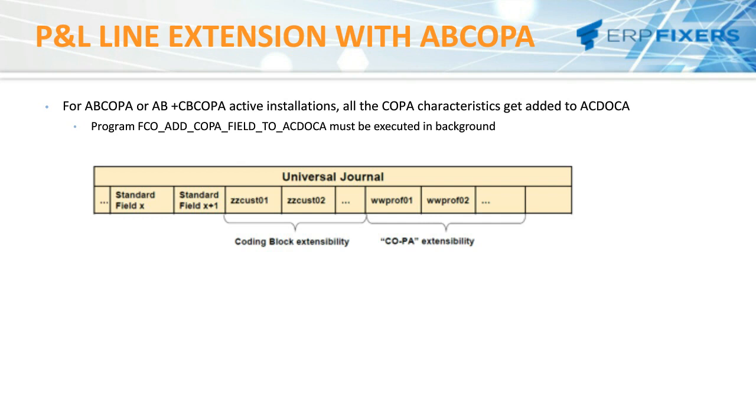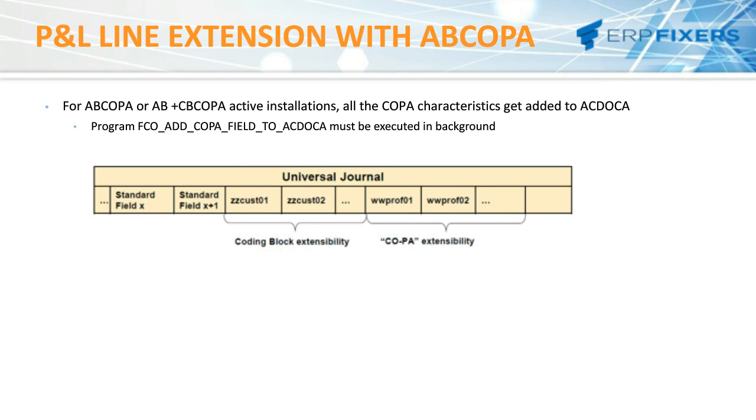As you can see on the screen, all the characteristics are now part of the table ACDOCA. With S4HANA Finance, one key advantage of using account-based Copa is that all the Copa characteristics, whether standard or user-defined, get added to the table ACDOCA. For an easy understanding, imagine the table BSEG getting topped up with Copa characteristics like sales organization, distribution channel, customer group, material group, and any user-defined characteristics.